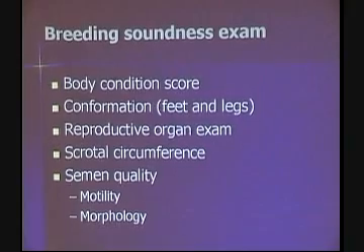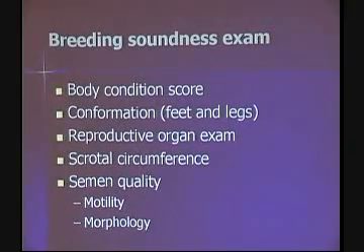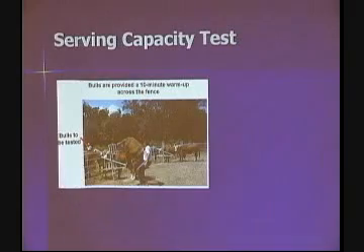I think everybody's pretty good about having their bulls' semen checked each year, and when you take them in for their semen check, the vet's actually doing a breeding soundness exam. He's looking at their body condition score, their feet and leg conformation, examination of the reproductive organs, scrotal circumference, and motility and morphology of the sperm. So I think everybody's pretty good about that, but what most people don't do is a serving capacity test.